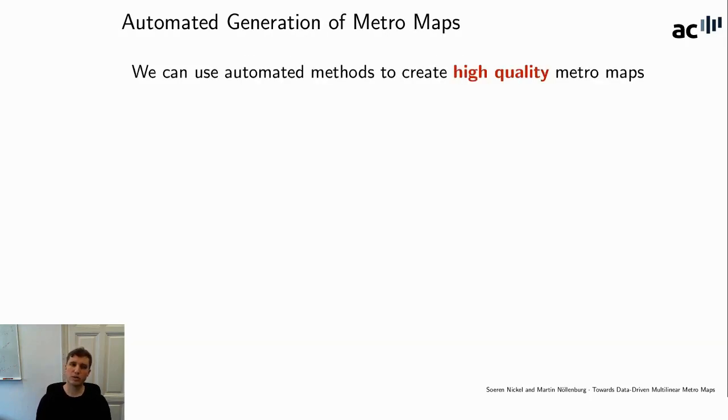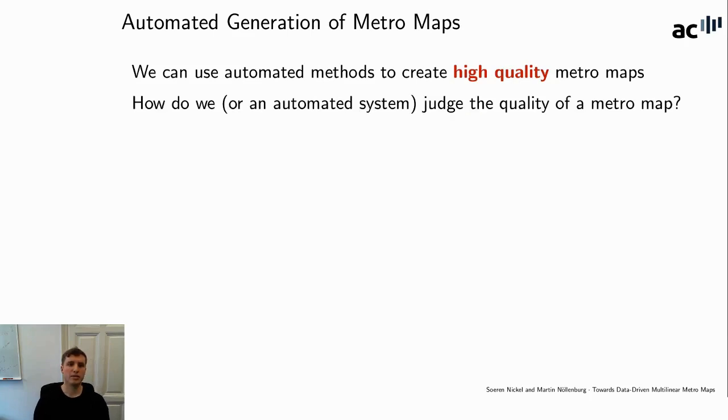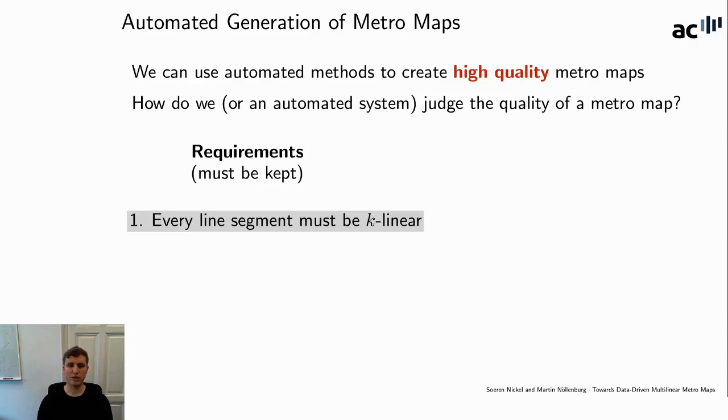Okay, so next I want to talk about how we actually go about generating these metro maps automatically. And we can use automated methods to create high quality metro maps. And here I want to present the quality criteria that we have to judge the quality of a metro map. Not only we, but actually an automated system can use these quality criteria to judge the quality of a metro map. So first are a couple of requirements. Those are so-called hard constraints. These are things that a metro map must fulfill, otherwise it is not a valid solution.